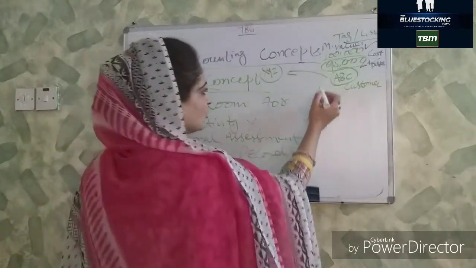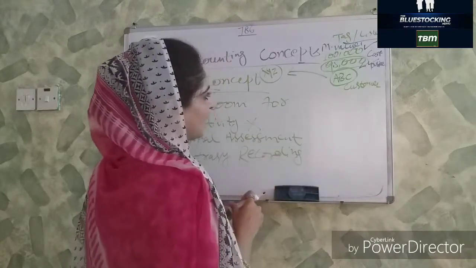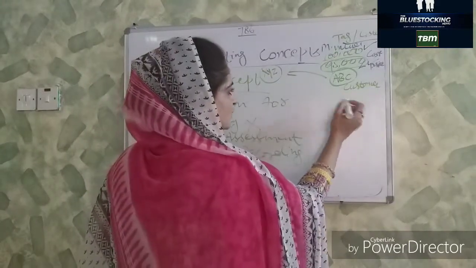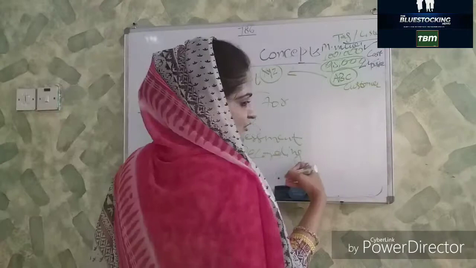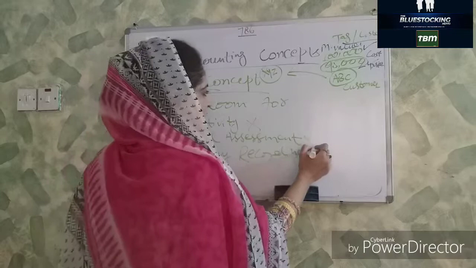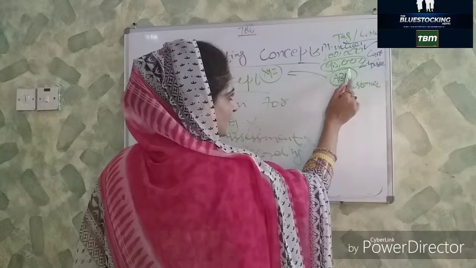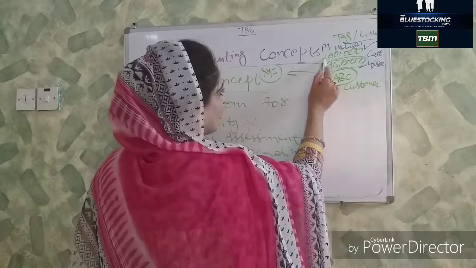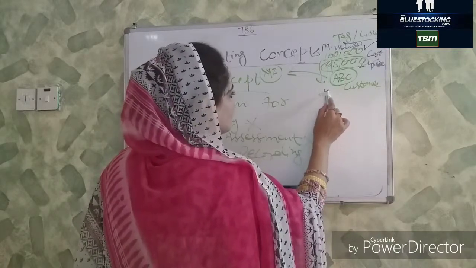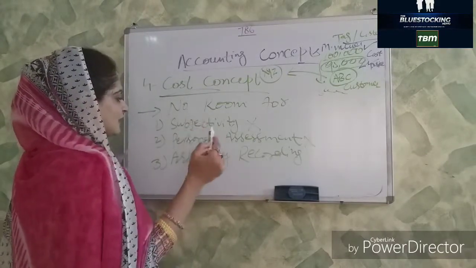I've also given you a similar example in my previous lecture while telling you about debit and credit rules. Perhaps I would give the link to that video in the description box below so that you can check the similar example. So there is no room for personal assessment. Suppose an accountant says, I've bought it for 95,000 rupees, but I would record it as 1 lakh rupees, or I would also record the trade discount of 5,000 rupees. There is no room for personal assessment while recording the accounting entries.